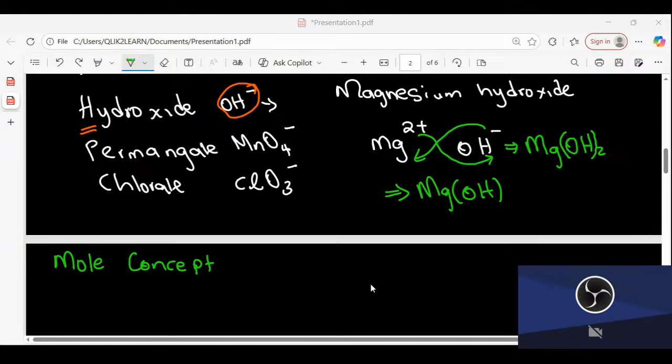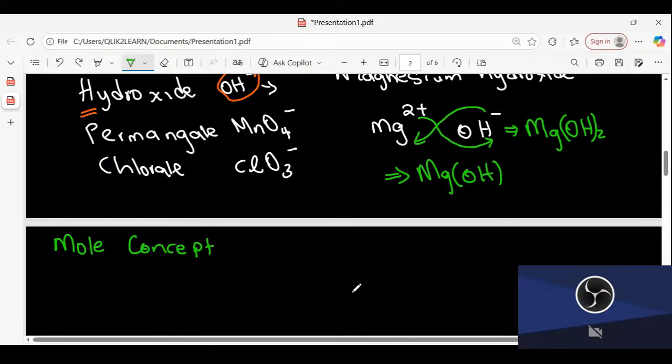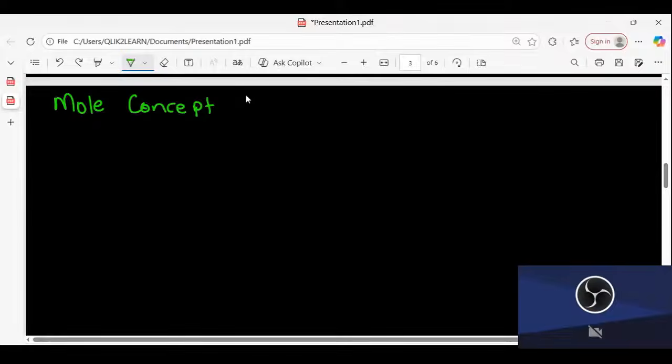Okay, I understood. Okay, thank you. So let's go and discuss the mole concept. Let's go and work on the mole concept. So the mole concept, it depends on what you are given. Guys, if you understand what we're going to discuss now, I think everything will be all good.